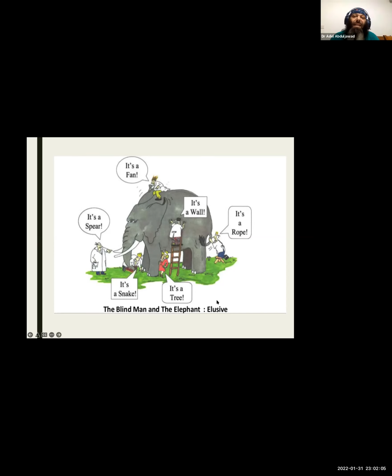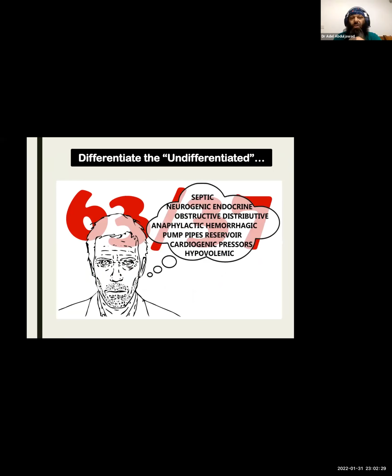So if you alert yourself with the possible causes from history taking, from clinical judgment, for sure you will not be elusive. At least you have 50% of the clinical assessment and the red flags, so you will not be elusive. Next step, you will be pertinent in how to tailor your investigation to reach the proper diagnosis. So your role, like Dr. House, is to differentiate the undifferentiated shock. We have many types of shock. So your role is to differentiate the undifferentiated.